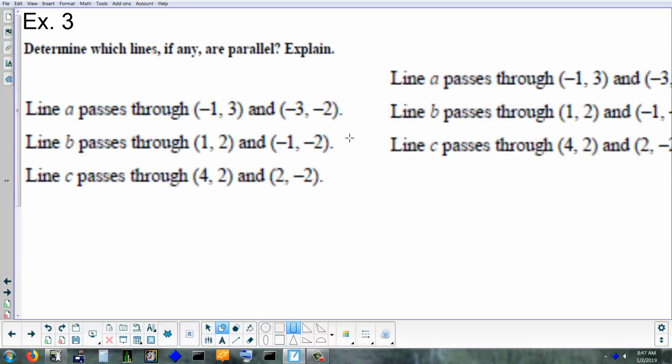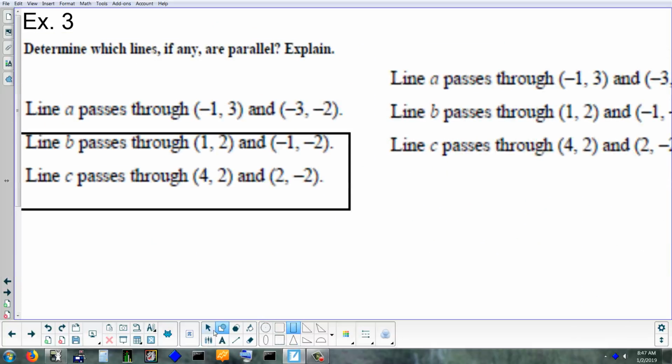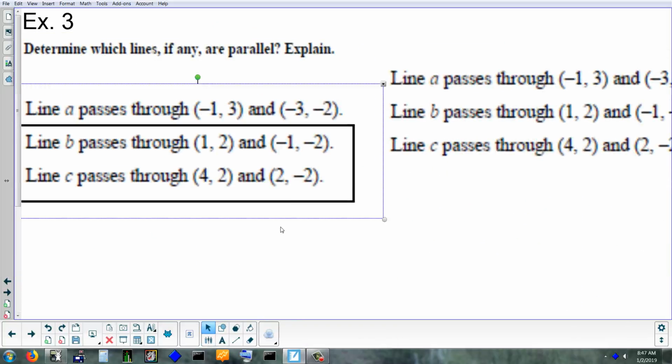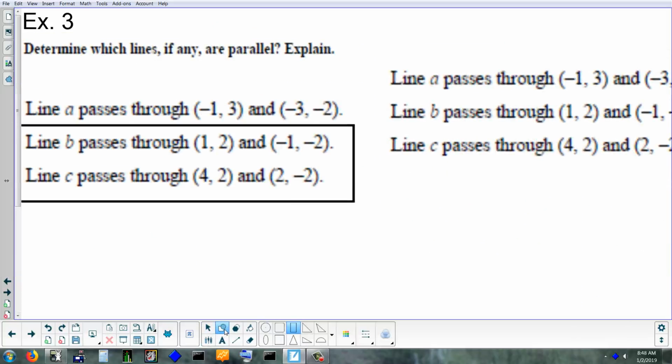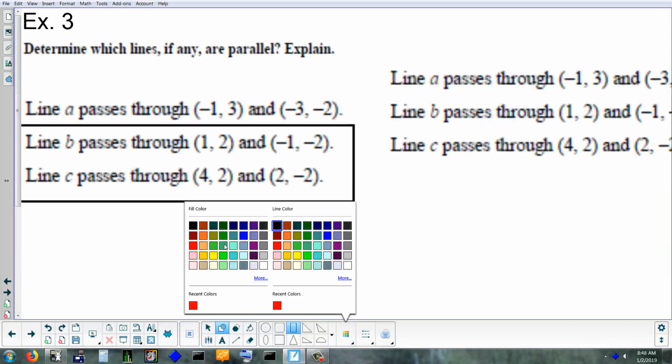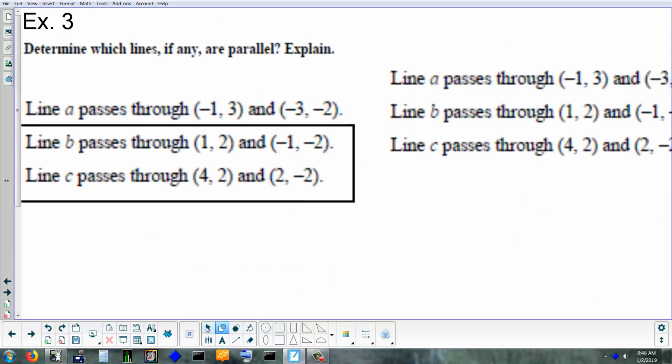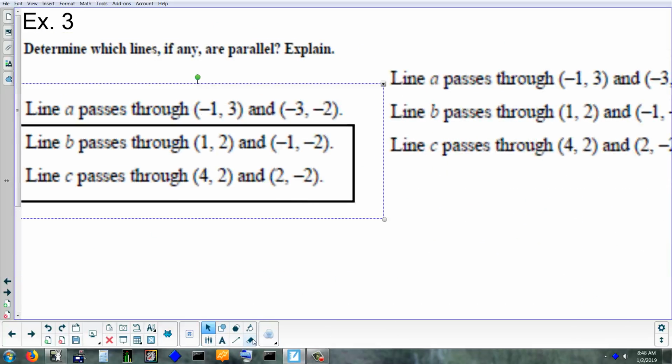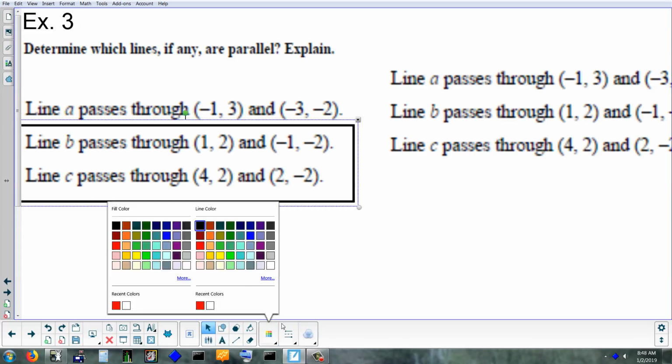But with these, they're not graphed. So I can't just look at it and say, okay, the line goes up to the right, I can count up and then go over. I can't do that. There's a specific formula I have to use. And Yusuf says rise over run, and he's not wrong. He's on the right track, but we need more than that.